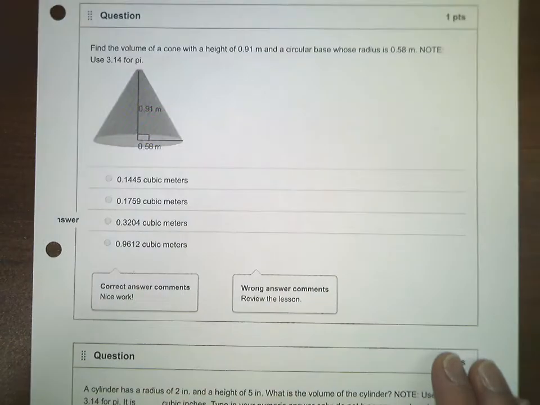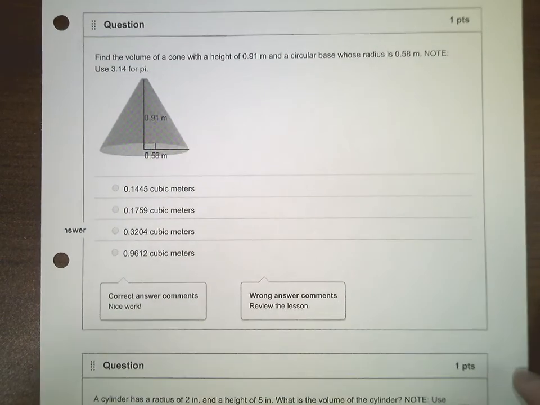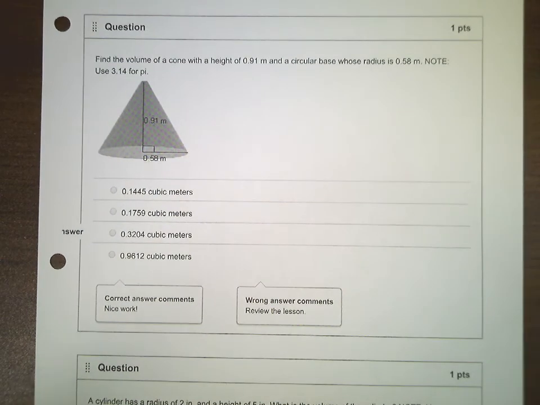All right, let's try another one here. Let's find the volume of a cone with a height of 0.91 meters and a circular base whose radius is 0.58 meters. And it says, note, use 3.14 for pi.